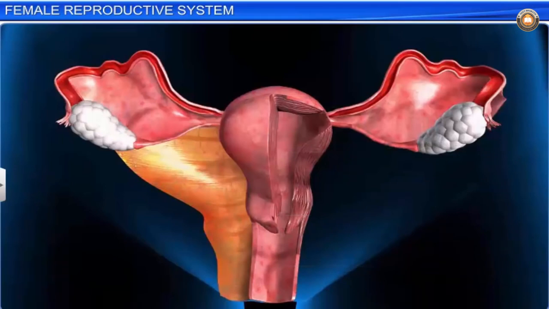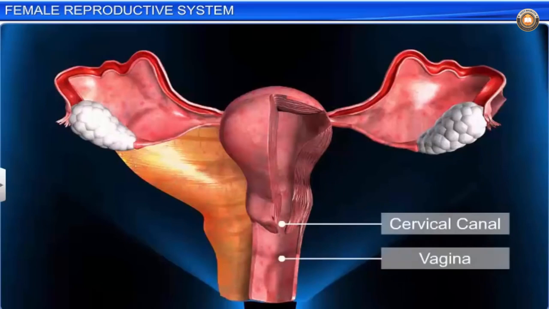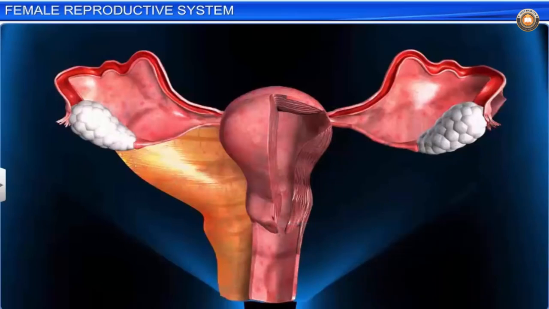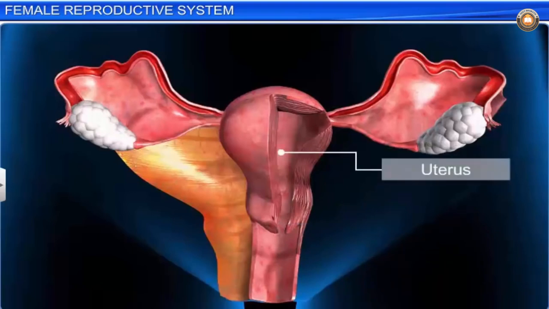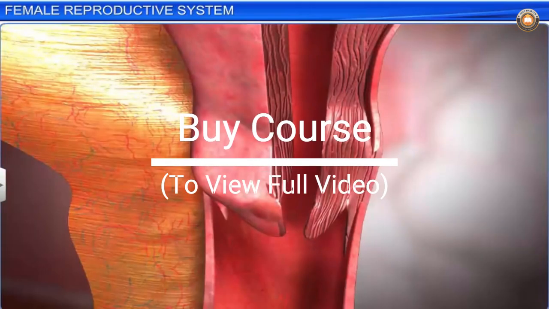The cavity of the cervix is called the cervical canal, which, along with the vagina, forms the birth canal. The wall of the uterus is composed of 3 layers of tissues. The outer thin membranous layer is called the perimetrium.